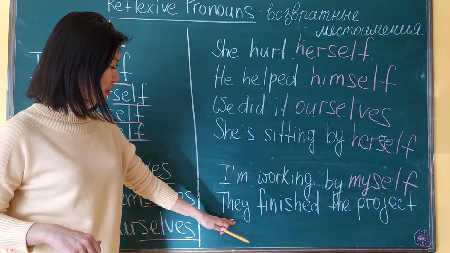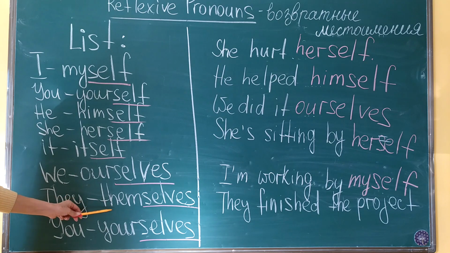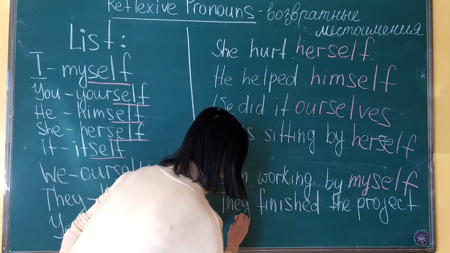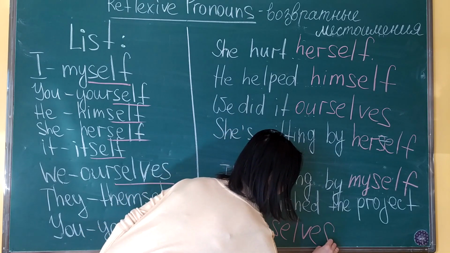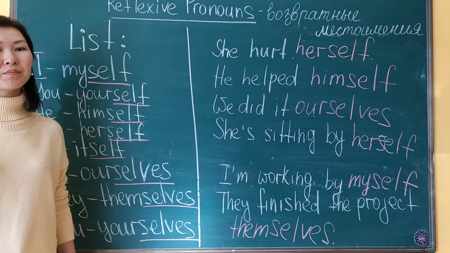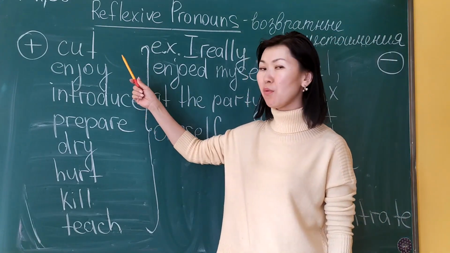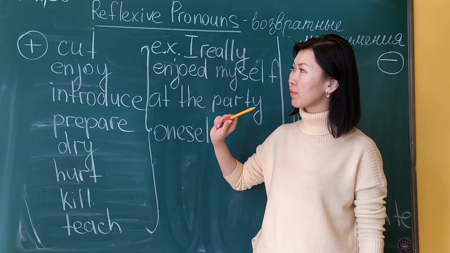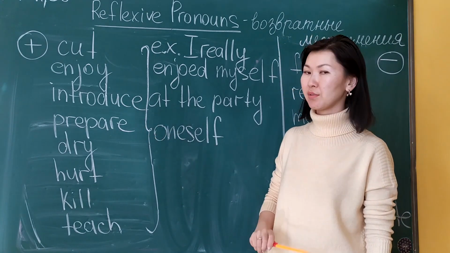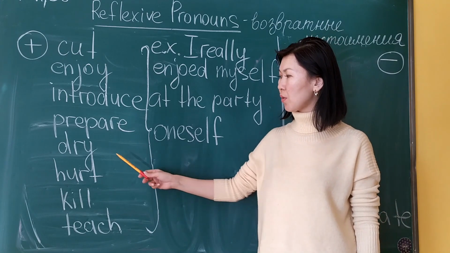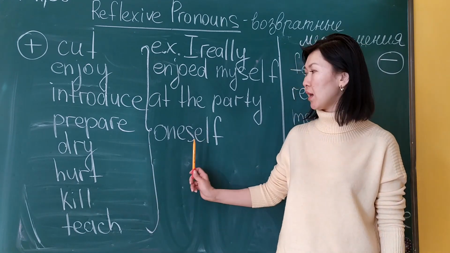And the last sentence, they finished the project. A reflexive pronoun for they is themselves. They finished the project themselves. Okay, so that's all. So here are the verbs often used with reflexive pronouns. Cut, enjoy, introduce oneself, prepare oneself, dry oneself, hurt oneself, kill oneself, and teach oneself.